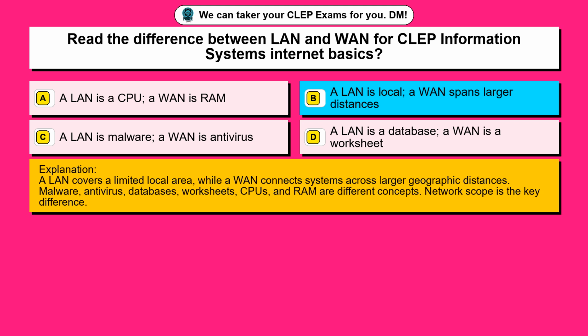A LAN covers a limited local area, while a WAN connects systems across larger geographic distances. Malware, antivirus, databases, worksheets, CPUs, and RAM are different concepts. Network scope is the key difference.